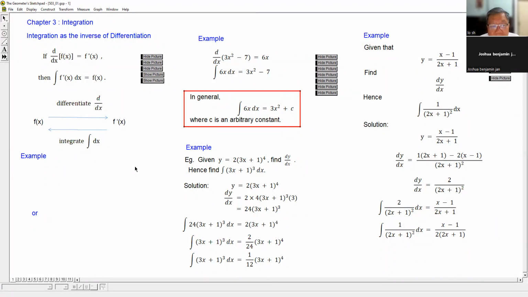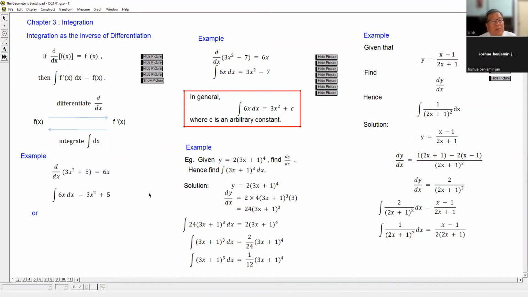Is this okay? Okay. But how do you go from left to right? You go from left to right, you have to differentiate with respect to x. You go from right to left, you have to integrate with respect to x. Okay, so that is the meaning of differentiation.